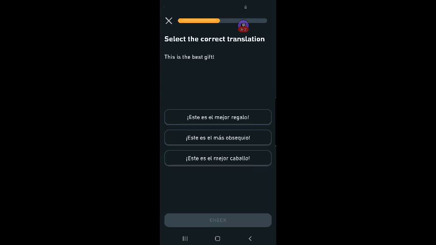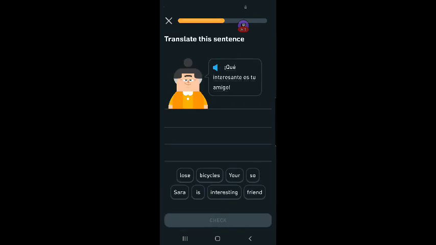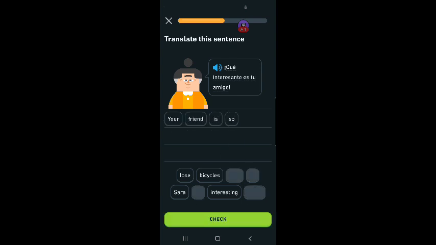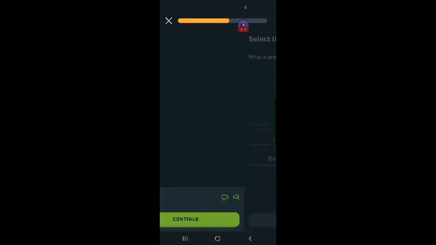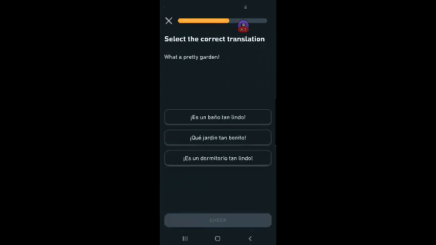This is the best gift. Este es el mejor regalo. Qué interesante es tu amigo. Your friend is so interesting. What a pretty garden. Qué jardín tan bonito.